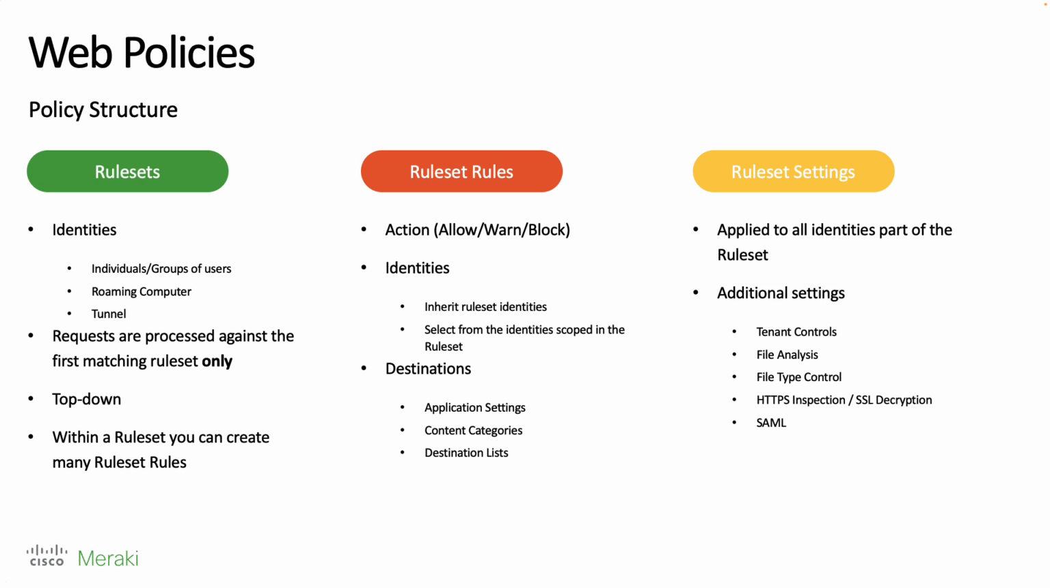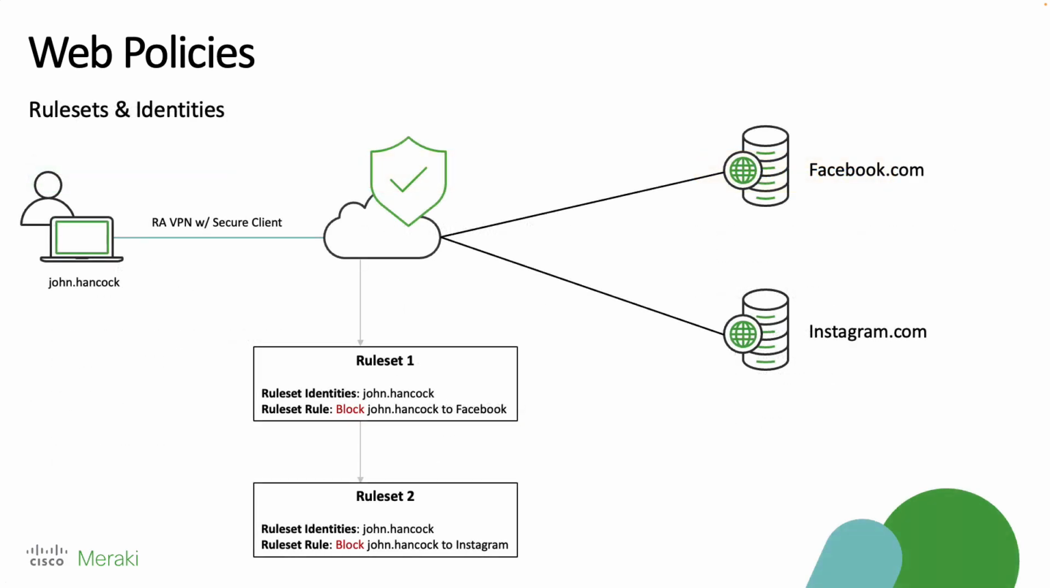Before we go over the rule set settings, I wanted to go through an example of how identities and rule sets and rule set rules all play with one another. Say for instance we have user John Hancock over here. John has opened up Secure Client and formed a tunnel into Secure Connect, and for simplicity's sake we'll assume that this is a full tunnel.